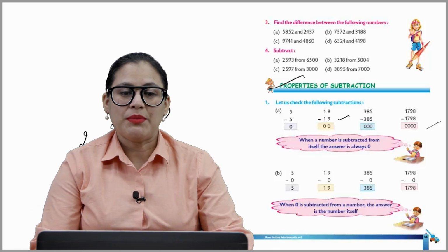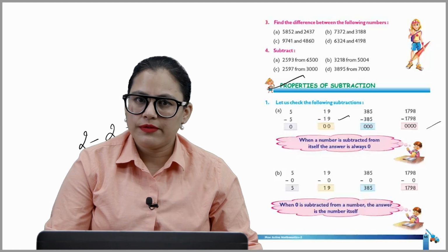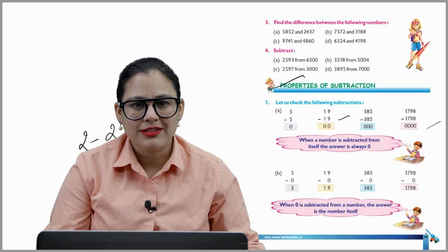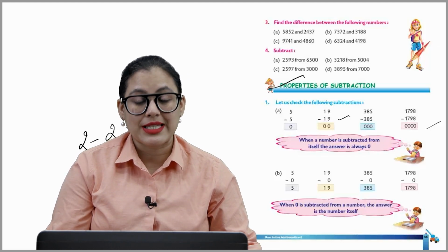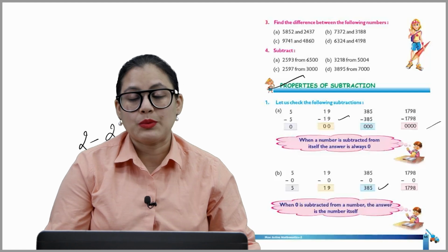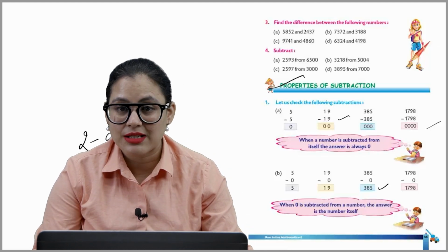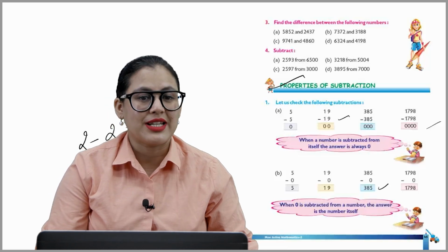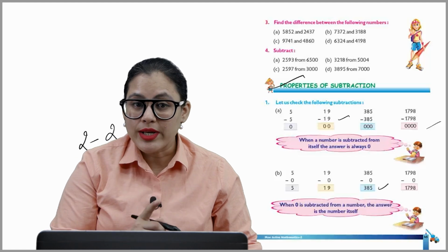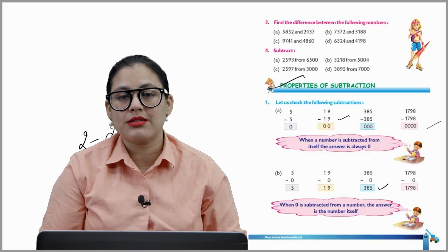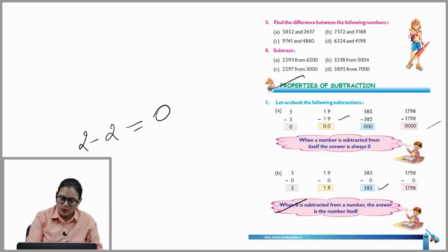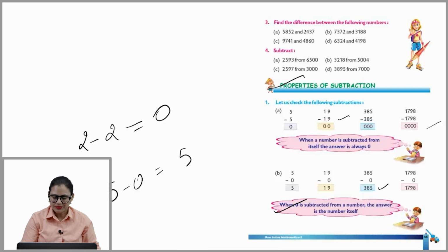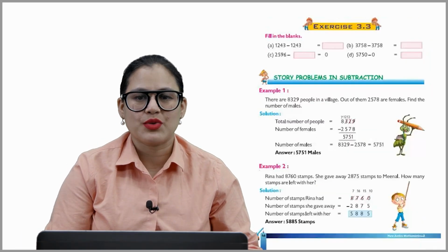Okay. B part, 5 minus 0 is 5, 19 minus 0 is 19. 385 minus 0 is 385 and 1798 minus 0 is 1798. When 0 is subtracted from a number, the answer is the number itself. Okay, whenever you subtract 0 from any number, what will you get? You will get this number itself. Okay. Now, let's do exercise 3.3.